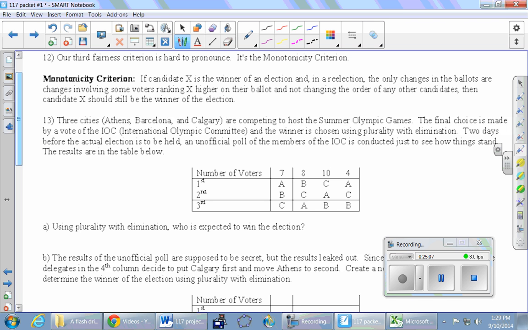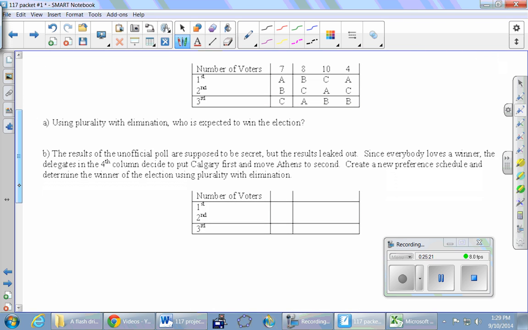Okay, so here's a table. This is an unofficial poll, right? The election is going to happen a couple of days later, but we just want to see where people are at this moment. And in part A, it says we're going to use plurality with elimination. So let's do this right now. This will be a good review of one of our methods from last time.